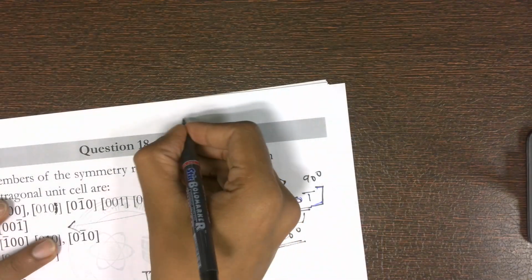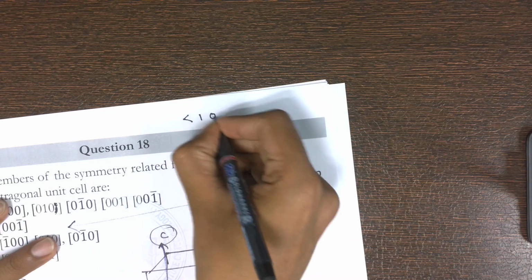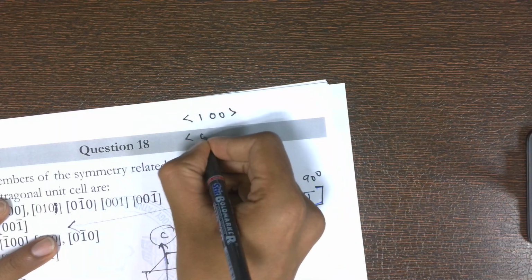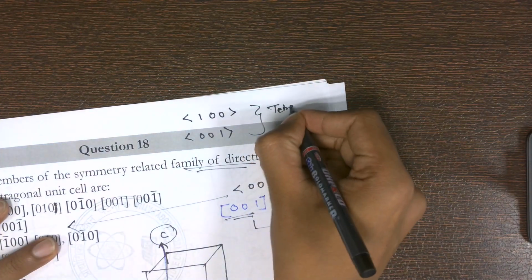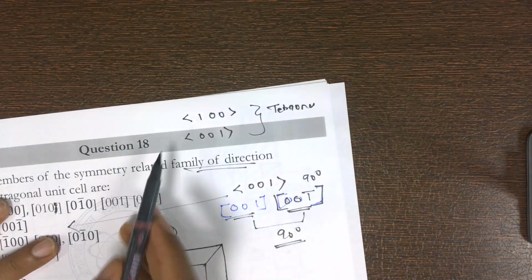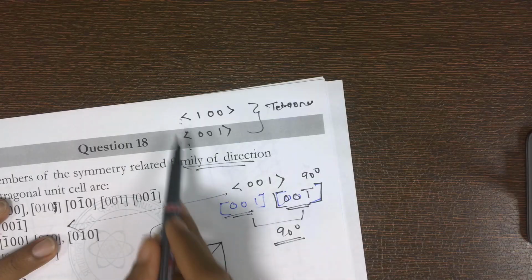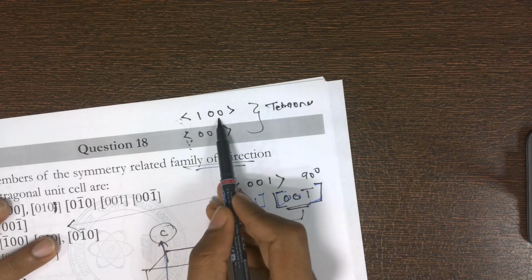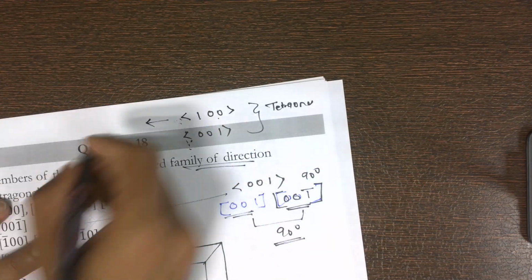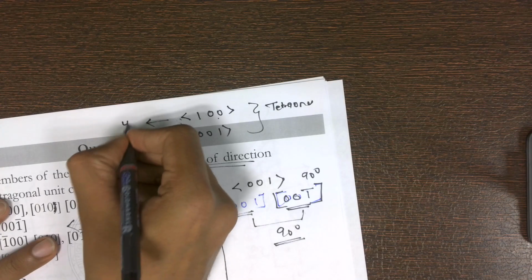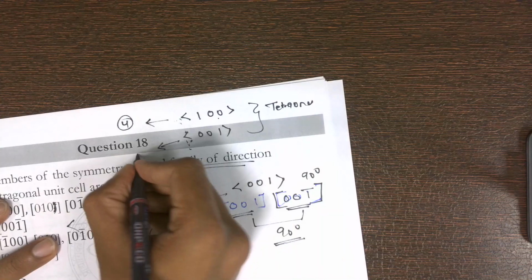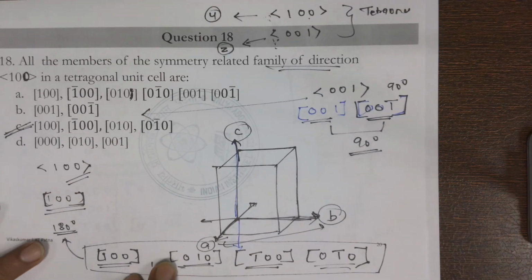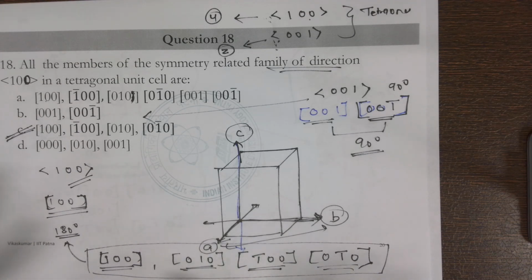So whenever a question comes in front of you that says about this and about this, corresponding to the tetragonal, remember they are different. They contain a different number of family members. 100 will contain the family of 4 directions. 001 will contain the family of 2 directions. And those 4 and 2 directions we are able to see.